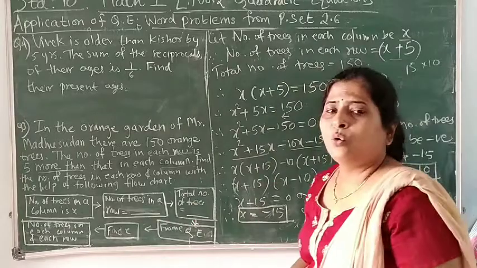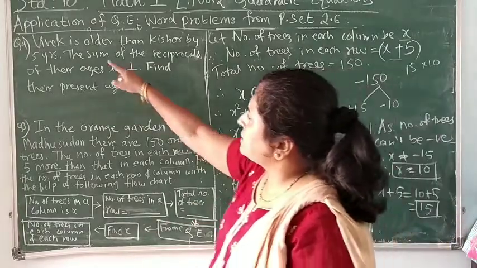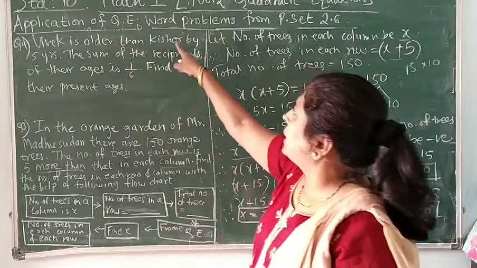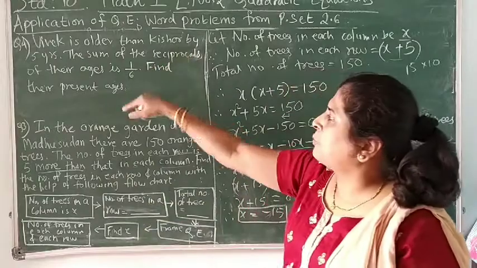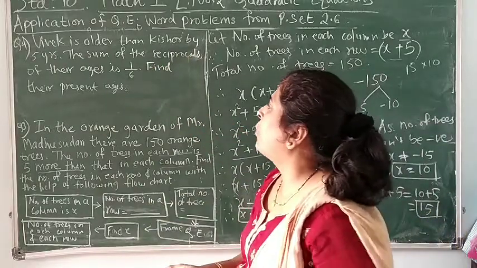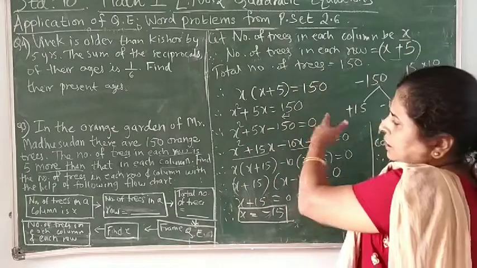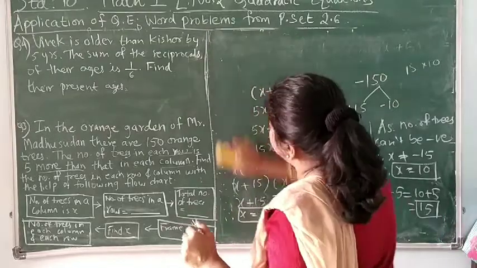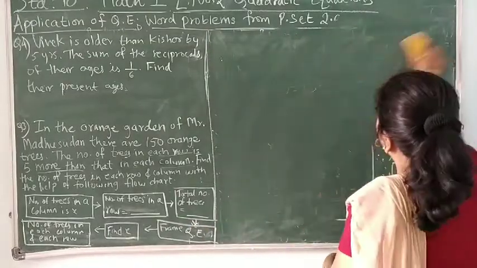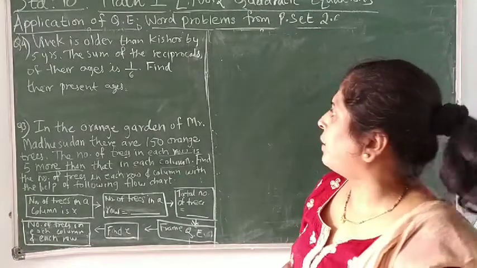Now let's see how to solve question number 4. For question number 4, what is given? Vivek is older than Kishore by 5 years. The sum of the reciprocals of their ages is 1 upon 6. Find their present ages. Okay. So here in this we have seen that it was a product and that's why it is an example of a quadratic equation. Now here, how can we understand that this question is from the quadratic?